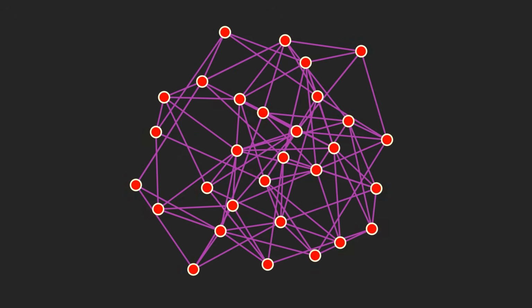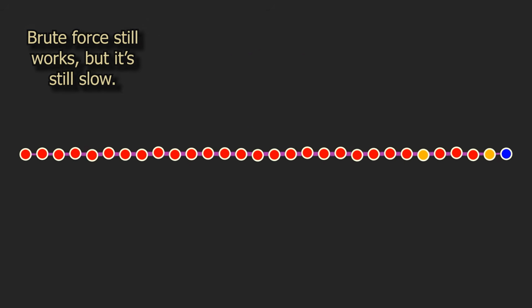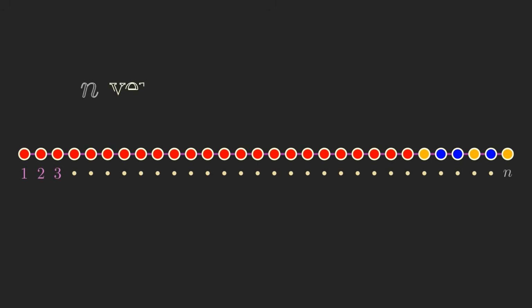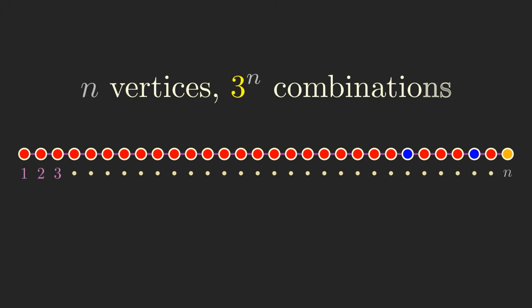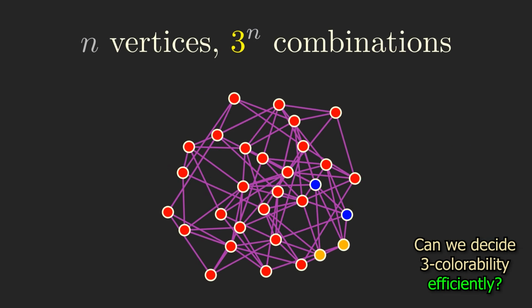Well, the brute force method of checking through all possible color assignments still works. However, nothing has changed. The number of combinations is still exponential in the number of vertices. With n vertices, now instead of 2 to the n, it's 3 to the n. So the natural question is whether there's an efficient algorithm for 3-colorability like there was for 2-colorability.